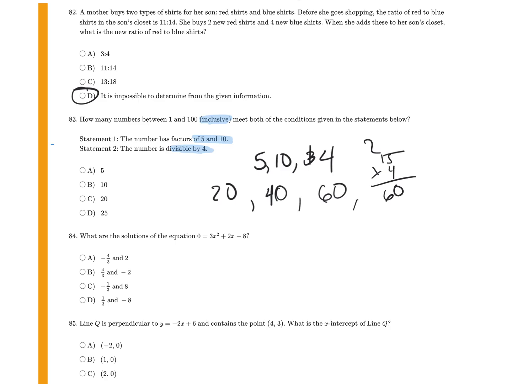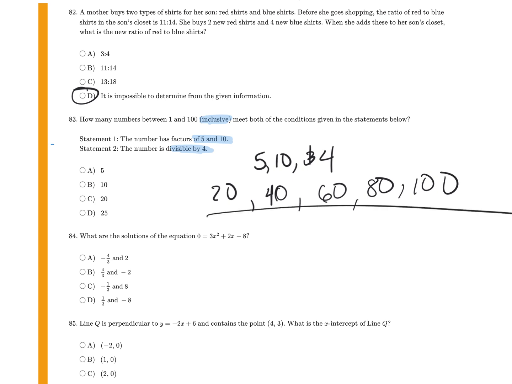Okay, 80. I'm counting by tens because if it's divisible by 10, it has to be a multiple of 10. So 80 works. 90 is divisible by 5 and 10, but not 4. 100. So that's 5 numbers.